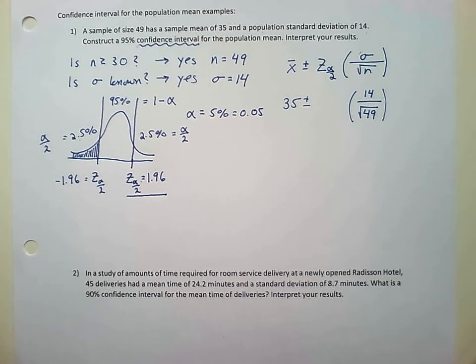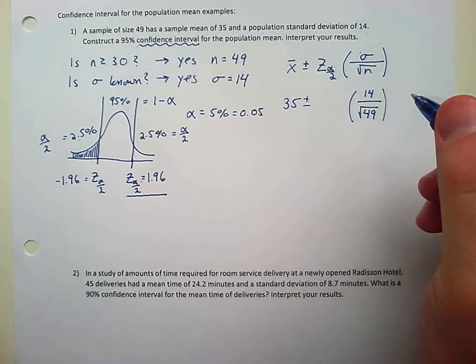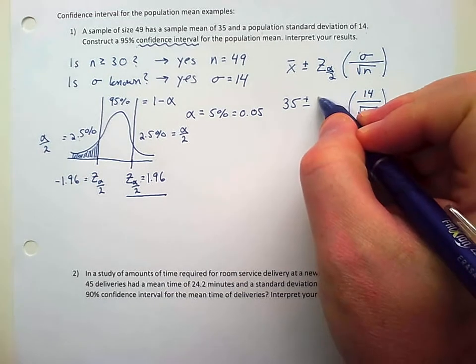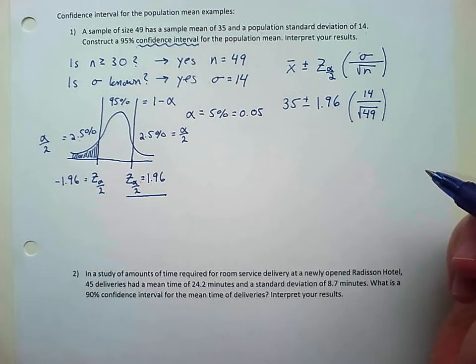But I'm going to start to get you a little bit familiar now with how I go about these z sub alpha divided by 2's. And again, that's just unique to the way that I explain stuff. But you'll see why once we get to Chapter 8. Either way, we're going to put 1.96 right here because we just looked up the z sub alpha divided by 2.